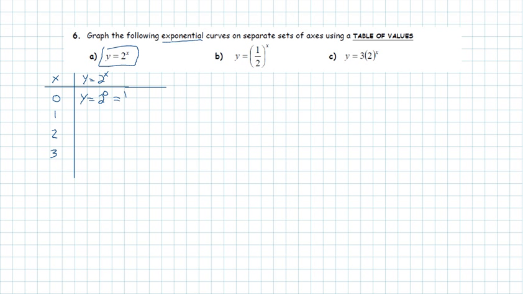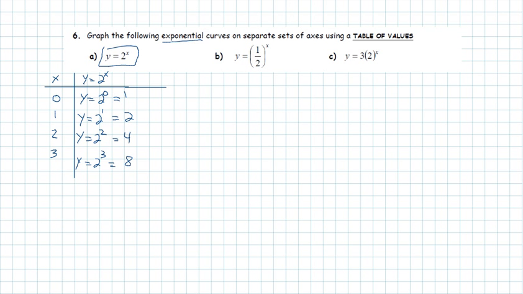Now, 2 to the power of 1. What does it mean when we're talking about power? How many times is it multiplied by itself, right? So 2 to the power of 1 is like 2 by itself. How about 2 to the power of 2? 4, right? 2 times 2 is 4. How about 2 to the power of 3? 8, right? Because 2 times 2 is 4, times 2 is 8. Common mistake. It's okay. Happens all the time.